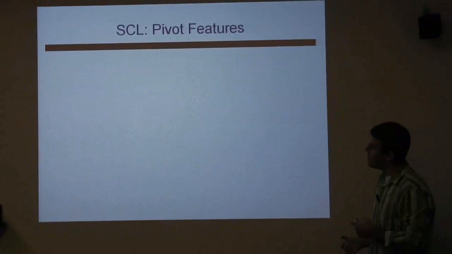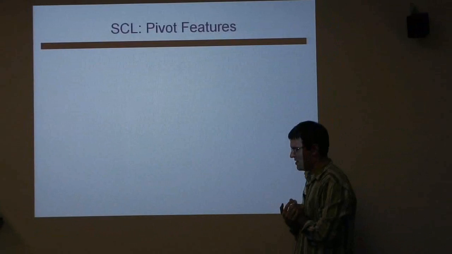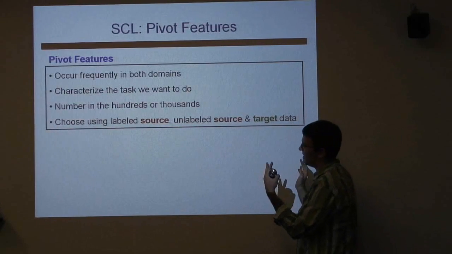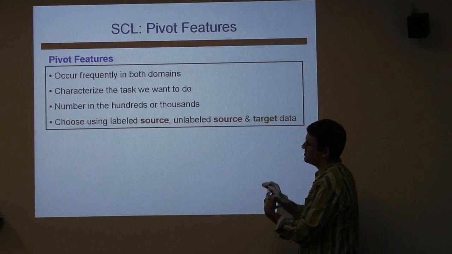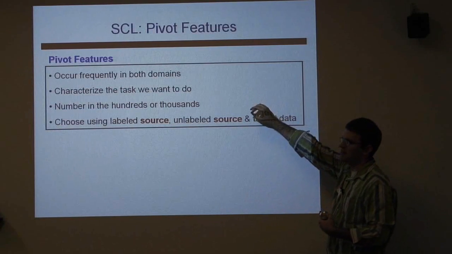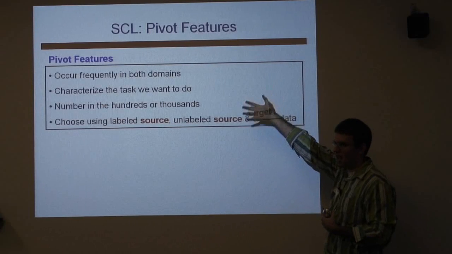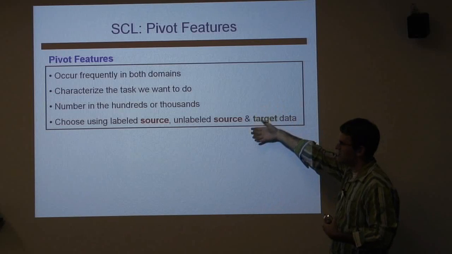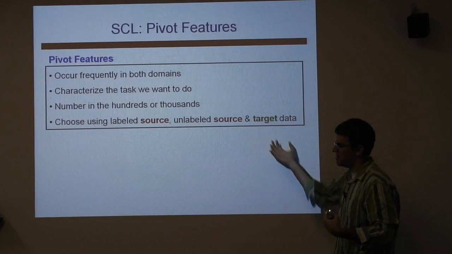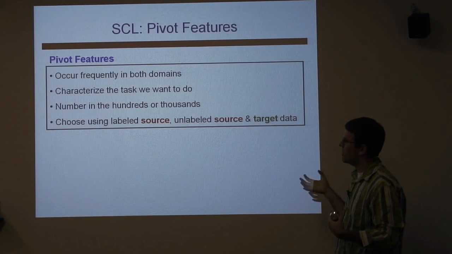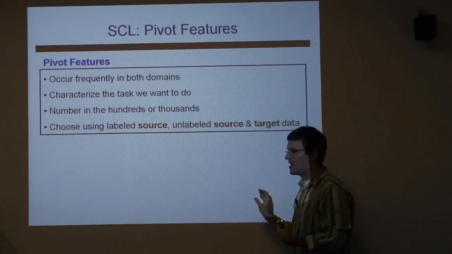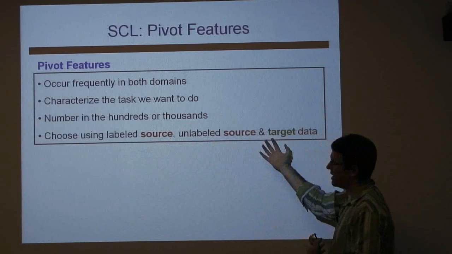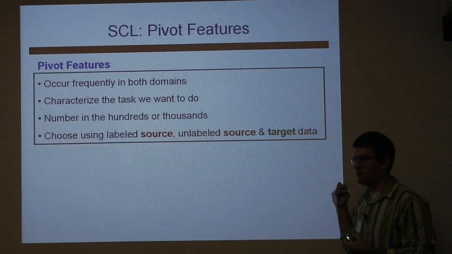Okay, so what are these blue features? We're going to call them pivot features, and they have several properties that I want to make explicit here. First, they have to occur frequently in both domains. They need to be good at characterizing the task we actually want to do, the discriminative task. In practice, they're going to number in the hundreds or thousands. I showed you three, but we're going to choose many more. And we need to choose them using the data we have. So what can we exploit? Well, we have some labeled source data, and we have some unlabeled source and target data for picking these pivots.